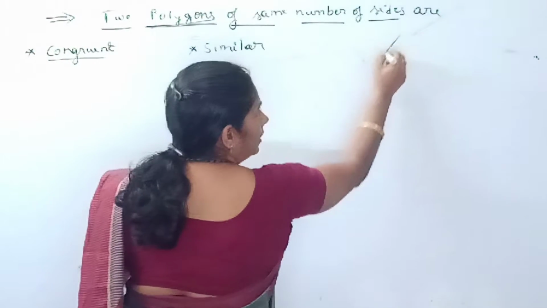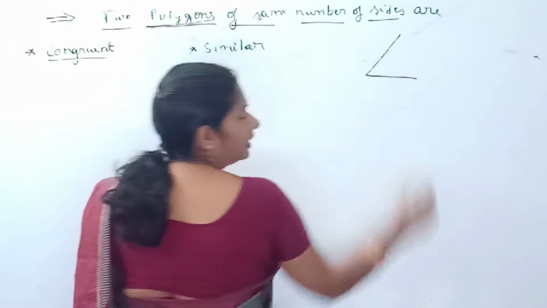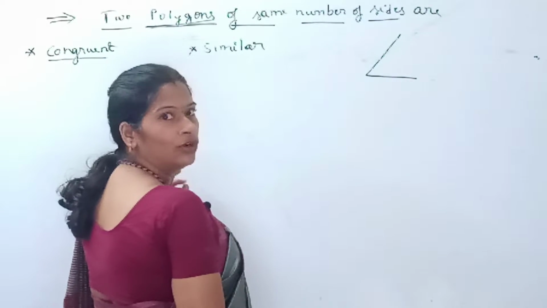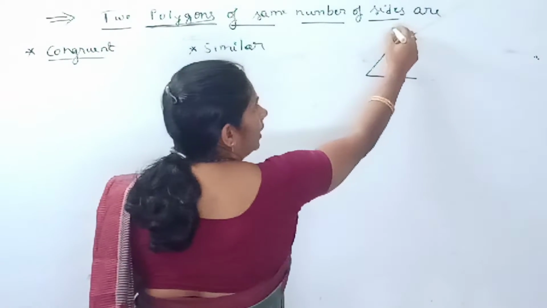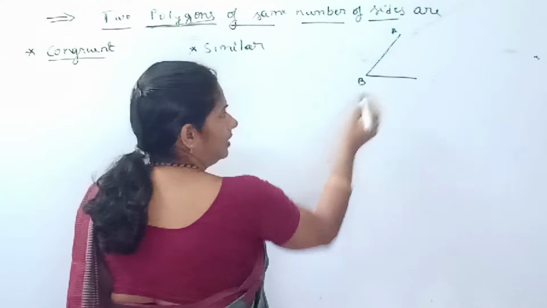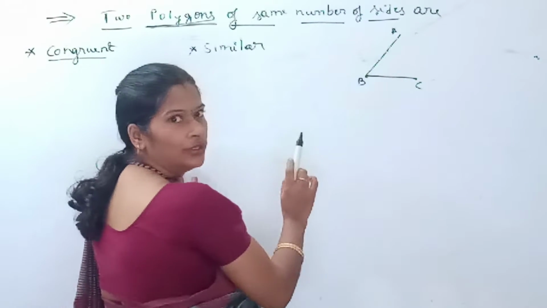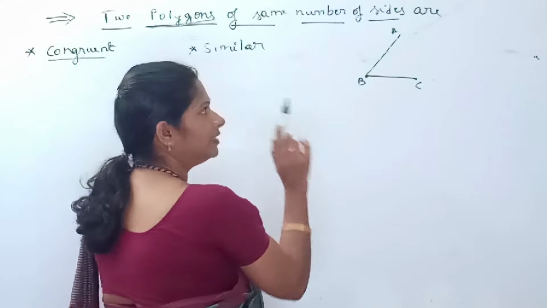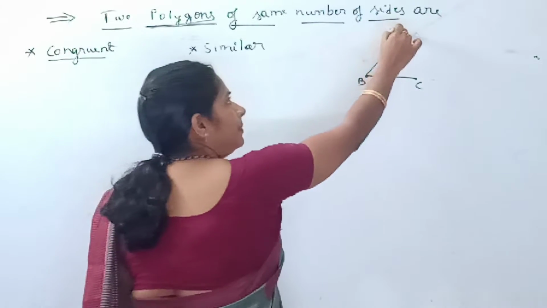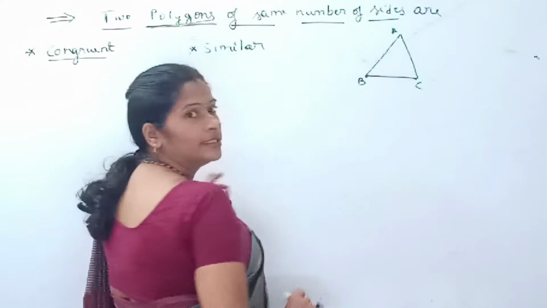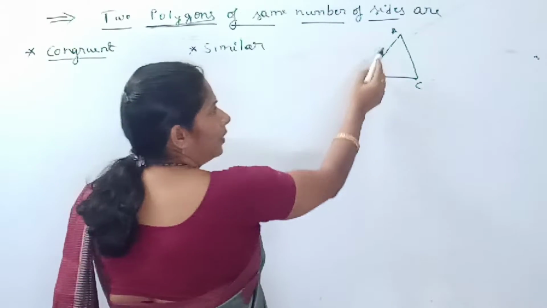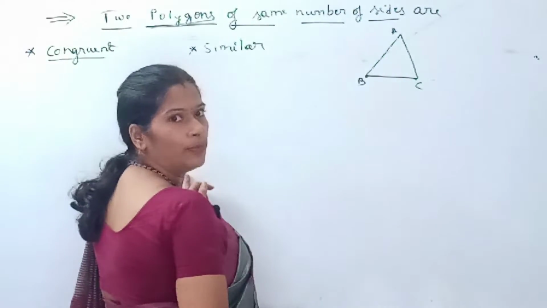A simple closed curve bounded by line segments is called a polygon. Now AB is one line segment, BC is another line segment. Is it a polygon? No. When we can say that it is a polygon, it should be closed. A simple closed curve which is bounded by line segments is called a polygon.